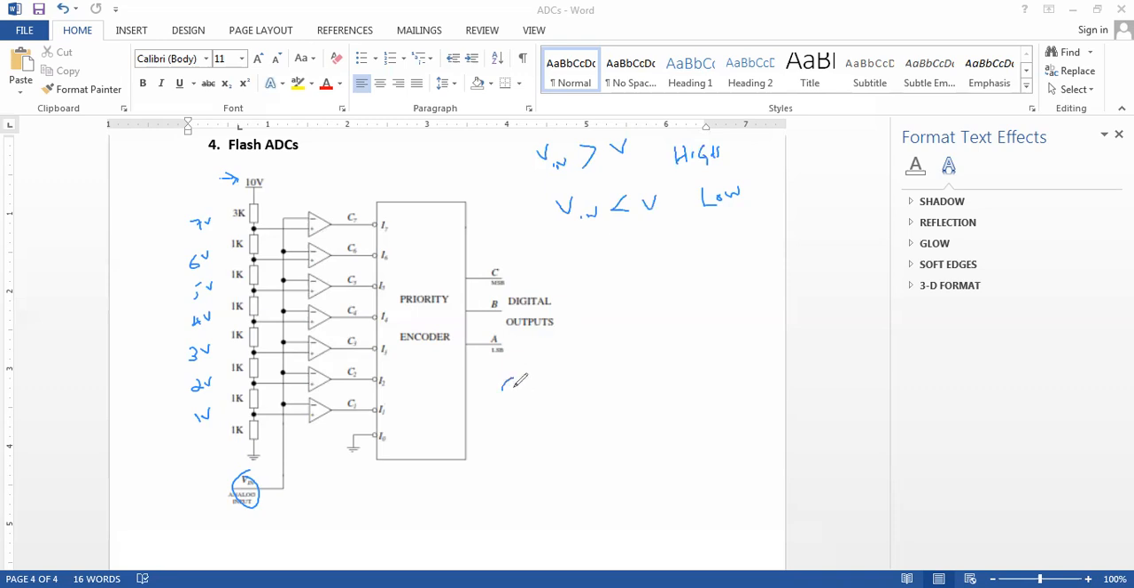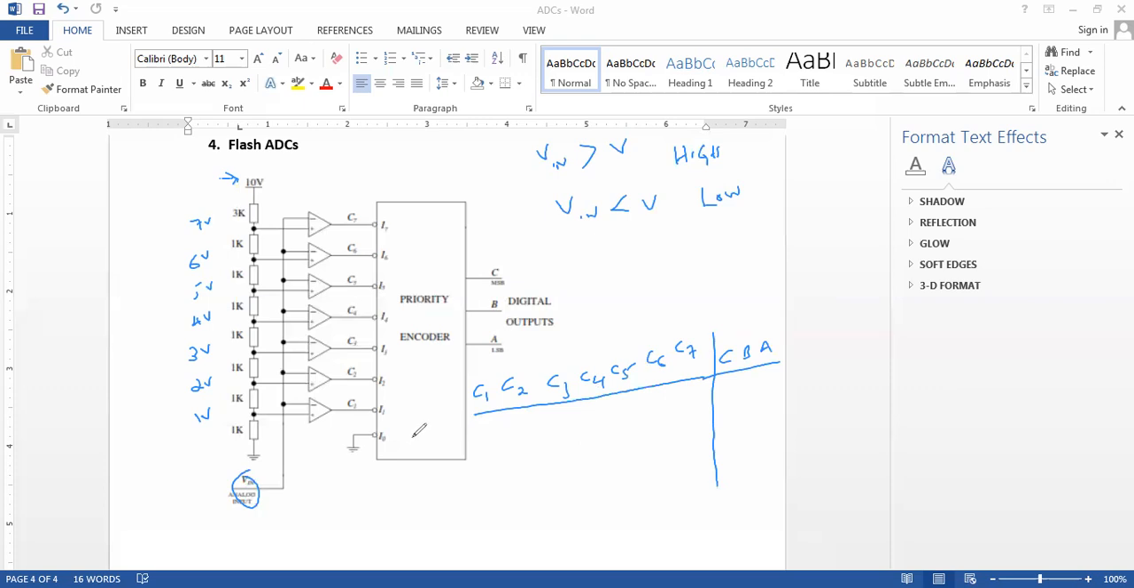You can have C1, C2, C3, C4, C5, C6, and C7 as the inputs to the priority encoder. And the output of the priority encoder is CBA, with C being the most significant bit and A the least significant bit. And we look at the operation of our comparator as follows.